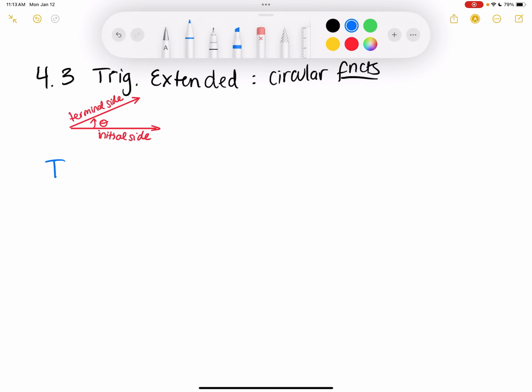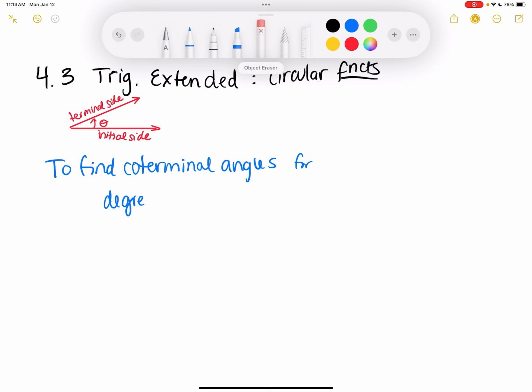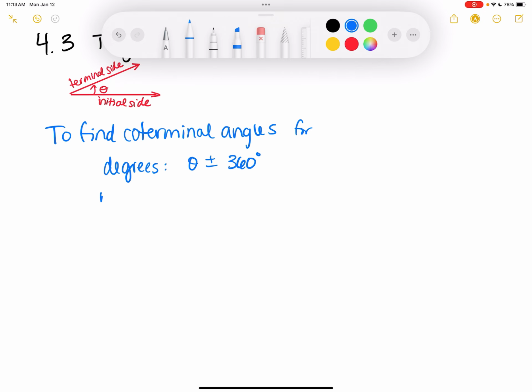To find coterminal angles for degrees, we do theta plus or minus 360 degrees. Those are the easy ones. For radians, we have theta plus or minus 2 pi.